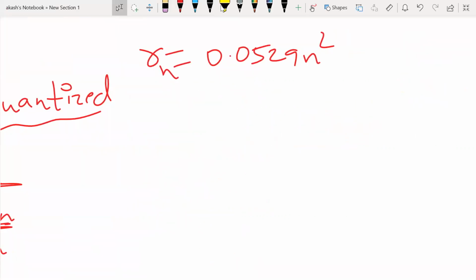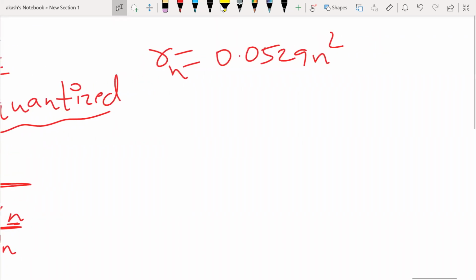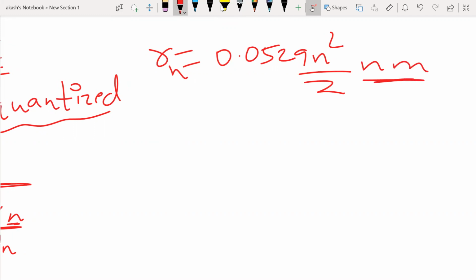Right. So it's 0.0529 n squared by Z nanometers. Please be very careful, this is very important. You will see different formulas. 0.529 you will see in terms of angstrom units. If you just remember any one of it, different units are going to come depending on what decimal places you put here.